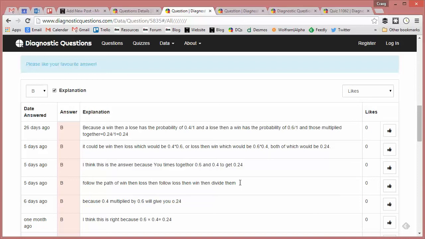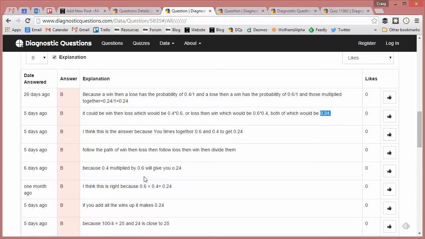And look at that one there. Follow the path of the win then loss. But then this is where it gets interesting, and then divide them. And this comes here as well. It could be the win and the loss, which will be 0.4 times 0.6, and the loss and the win, which would be 0.6 times 0.4, both of which will be 0.24. So no need to add them there. They're both 0.24, so there's the answer. This is a similar one here, written in a slightly confusing way, but that also explains that they just leave the answer at 0.24, no need to add them together.